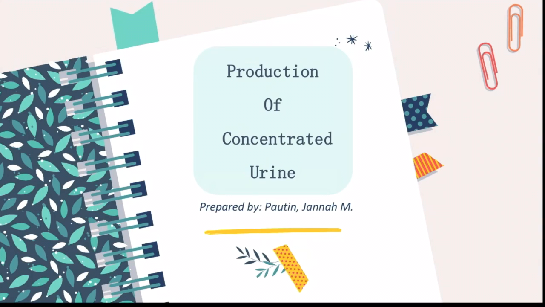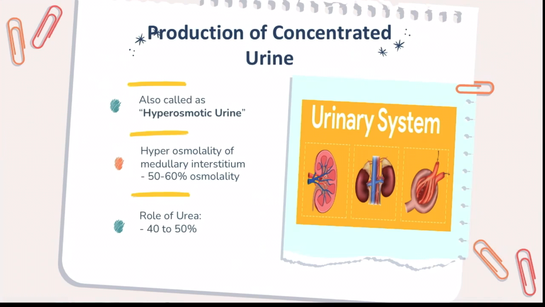I'm Jana M. Pautin, and I will be discussing the production of concentrated urine. Concentrated urine, also called hyperosmotic urine, means that the osmolality is greater than that of blood. When there is a water deficit in our body, our kidney forms a concentrated urine by continuing to excrete solutes while increasing water reabsorption and decreasing the volume of urine formed.